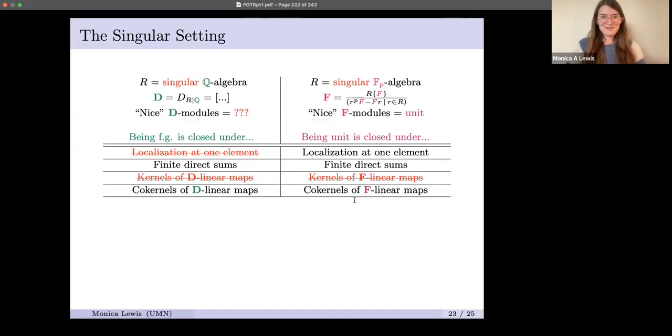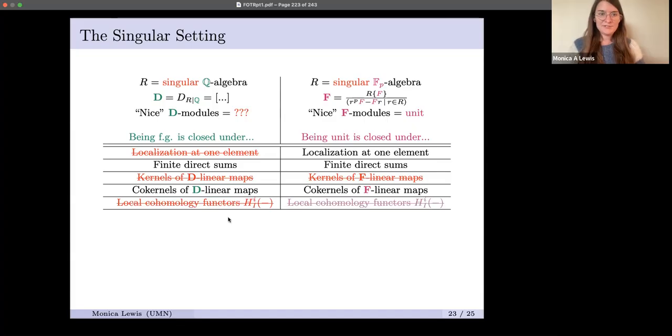Co-kernels, again, not too bad, nothing to worry about. The fact that Frobenius is right exact at least gives us co-kernels for unitness in characteristic P. But because we can't get the localization at one element or in the characteristic P setting, we can't get kernels, so our ability to preserve finite generation after taking arbitrary local cohomology functors does not go through.